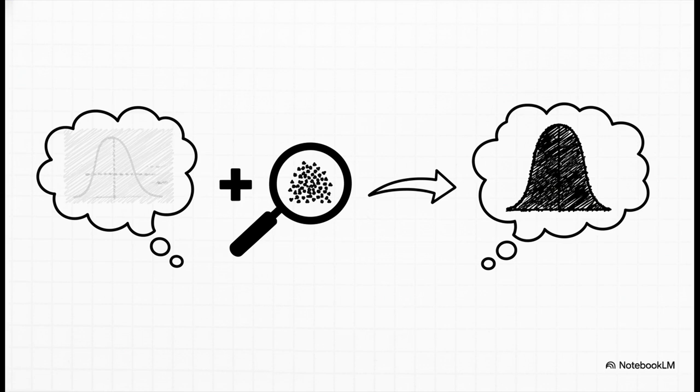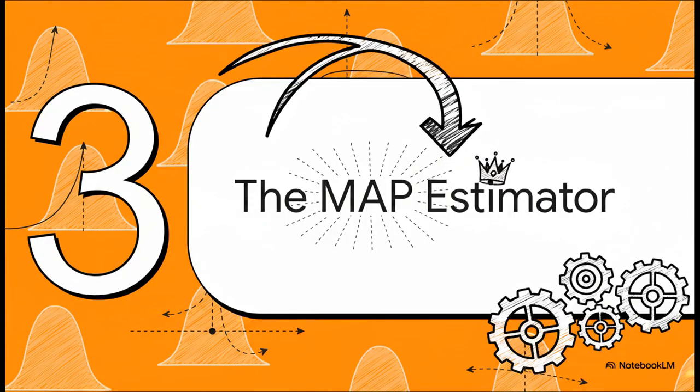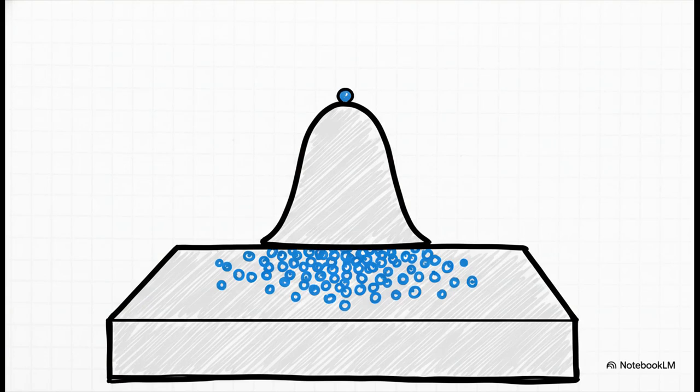It's a formal, mathematical way to blend what you already think with what you just saw. And this brings us right to our solution, an estimator that perfectly captures this Bayesian philosophy, the Maximum A Posteriori, or MAP estimator. Now, the cool thing is, MAP doesn't just throw out the maximum likelihood idea. Nope. It actually starts with it.